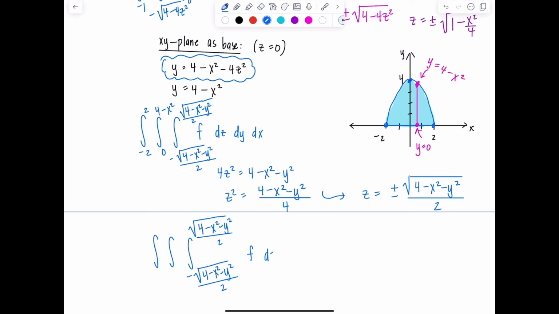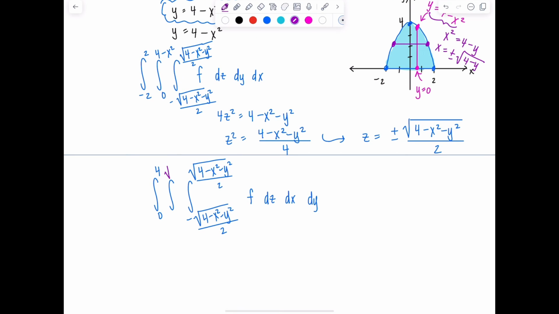F, and then this is dz, dx, dy now. So if y is last, then limits for y have to be constant. Y goes from 0 to 4. And then this time x's limits, let's see, goes from the left side of the parabola to the right side of the parabola. So rearrange, solve for x. X squared equals 4 minus y. So x equals plus or minus radical 4 minus y. So upper limit for x is going to be positive radical 4 minus y, and lower limit negative radical 4 minus y.